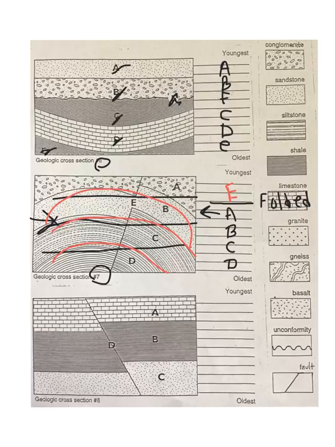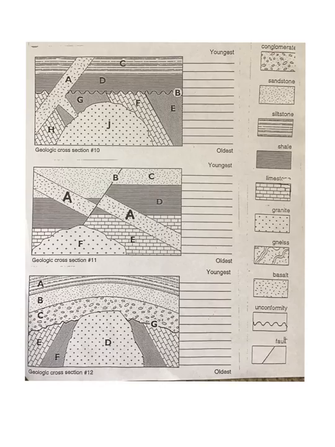All right, last one. Oldest would be C, then B, then A, and then D, the fault breaks everything. Okay, cuts across A, B, and C. So A, B, and C all had to be there first in order for D to cut across or cover them up.